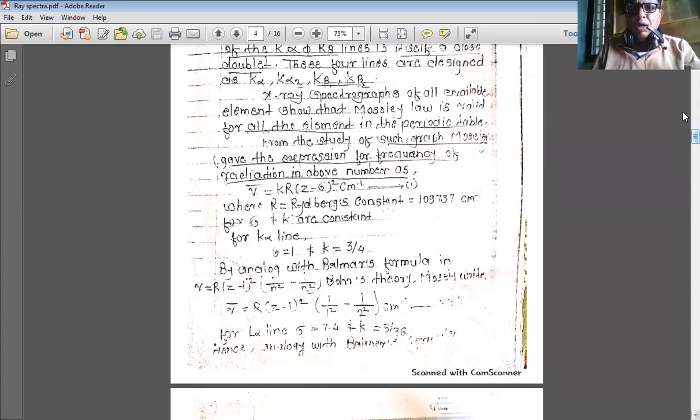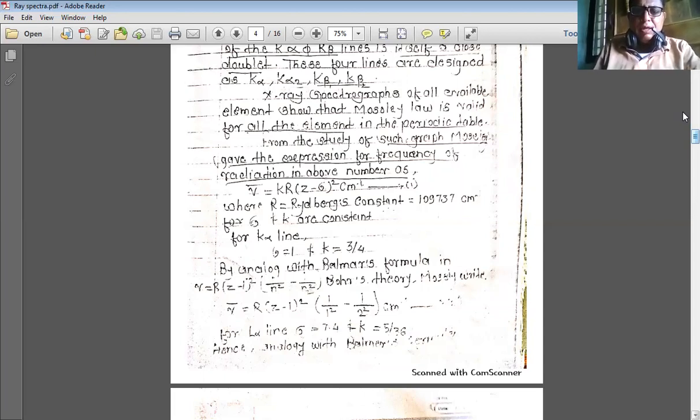With Balmer's formula, ν = R(Z − 1)², then this equation we can write as (1/n₁² − 1/n₂²). By Bohr's theory, Moseley's work gives ν = R(Z − 1)² (1/1² − 1/2²) cm⁻¹. This becomes equation number 3.